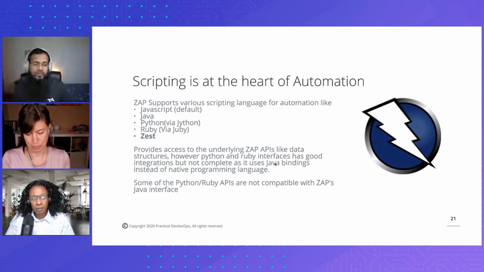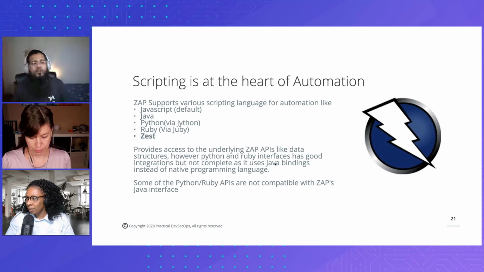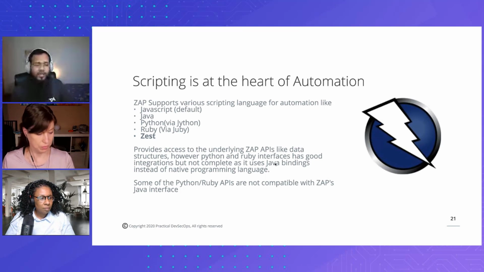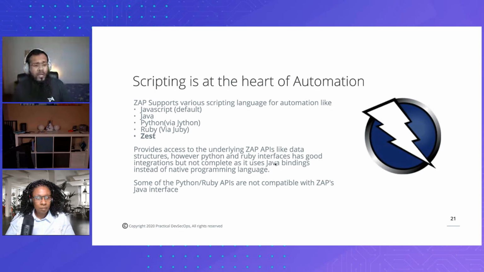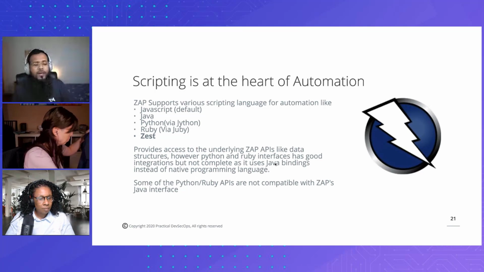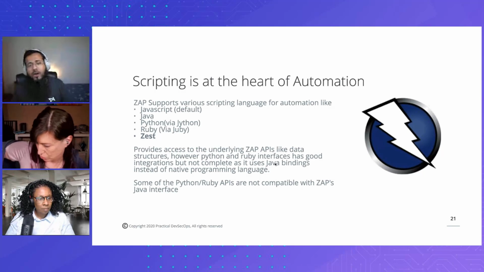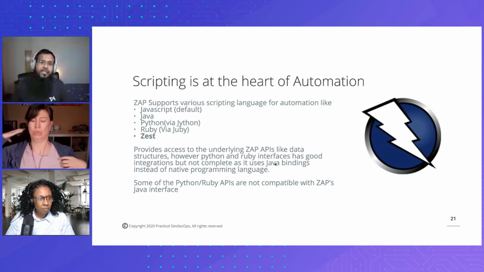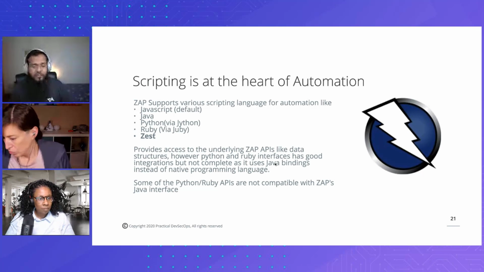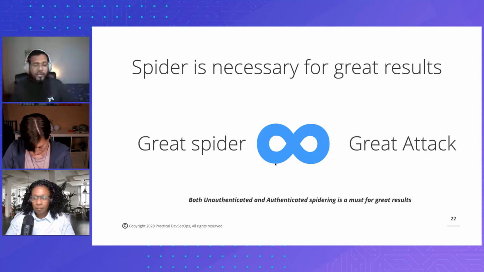And as you can see, ZAP supports a bunch of programming languages, JavaScript and Java. ZAP is written in Java, but it has bindings. It uses Jython and JRuby to help us write scripts in Python. So we'll be using Python, assuming that most security people are comfortable with Python. There's also a specific language called Zest, created by Mozilla Firefox, so you can use that as well. But you do have to note that not all Python or Ruby APIs are compatible with ZAP's Java interface. So you have to be mindful. Some things will break, and that can definitely annoy you.